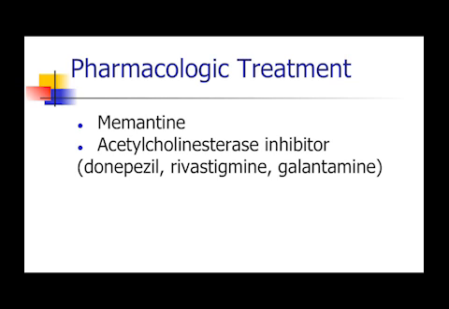The second class of agents is the acetylcholinesterase inhibitors. These agents block the breakdown of acetylcholine. We have three that we use: donepezil, which is Aricept, rivastigmine, which is Exelon, and galantamine, which is Razadyne. All three medications do have some effect when combined with Namenda, the brand name for memantine. They do seem to benefit patients.